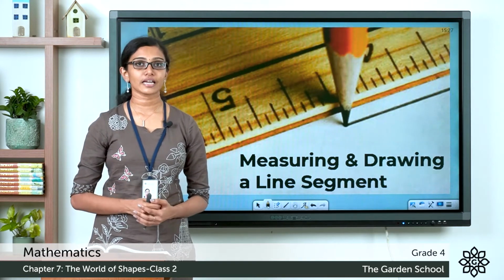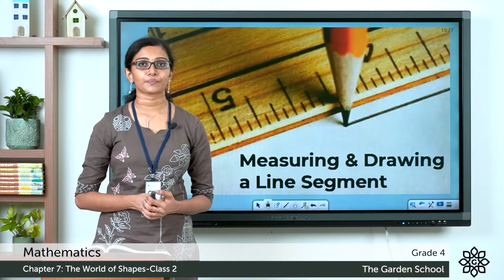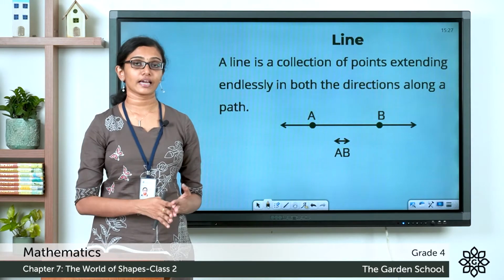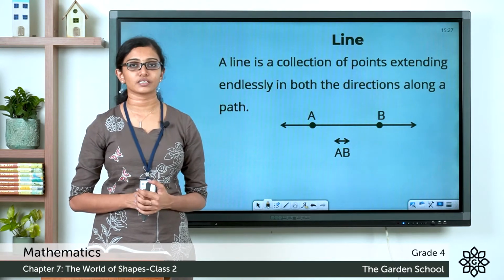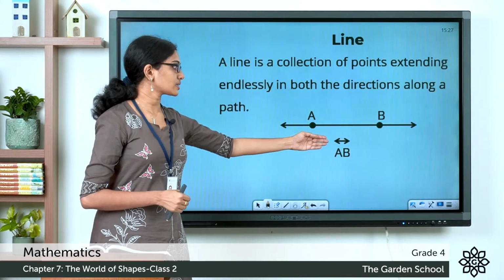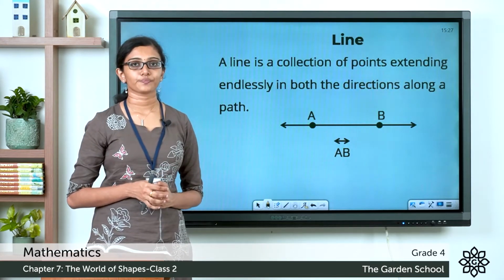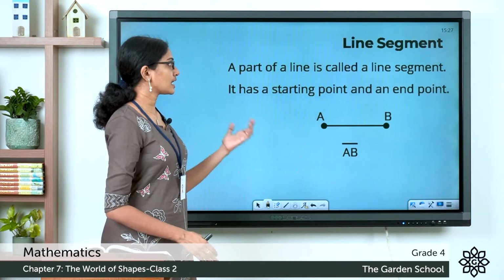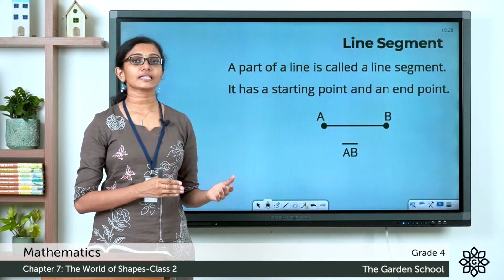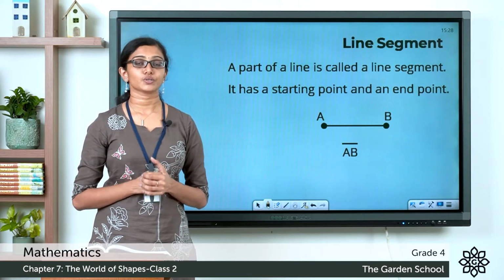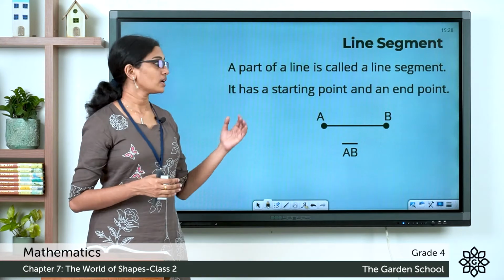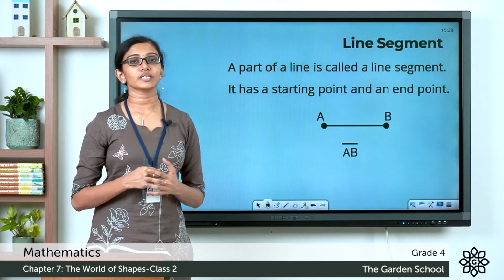So we have already seen what is a line and a line segment. What is a line? A line is a collection of points that extends endlessly in both directions. And here you can see a line AB denoted using the symbol, a double-sided arrow. And what is a line segment? A line segment is a part of a line which has a definite length that can be measured. So today we are going to learn how to measure and draw line segments like this using a ruler.